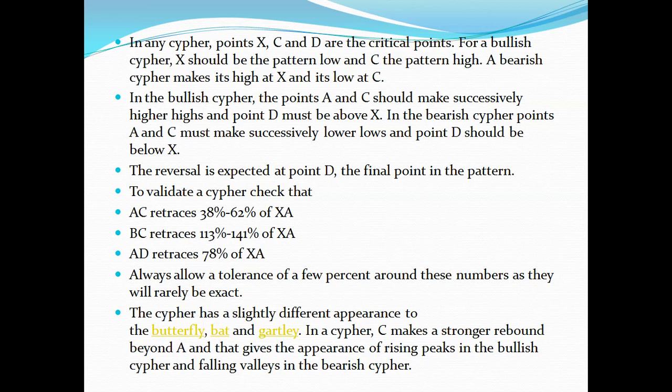You see, the cipher has a slightly different appearance than the butterfly, bat and gartley. In the cipher, C makes a stronger rebound beyond A, and that gives the appearance of rising peaks in the bullish cipher and falling valleys in the bearish cipher.